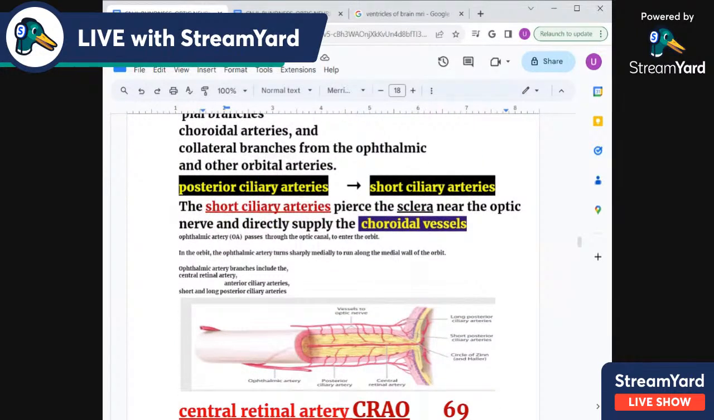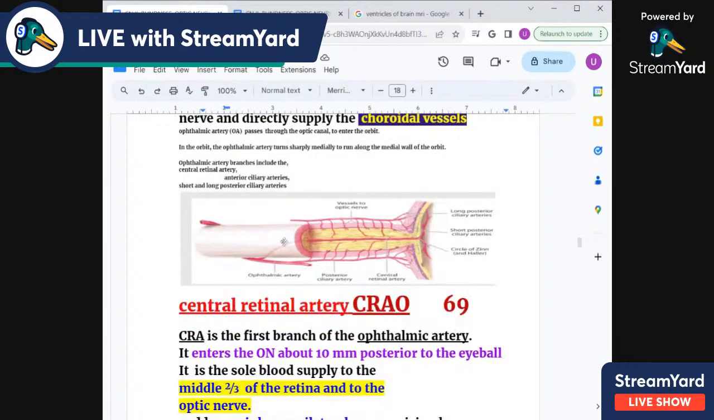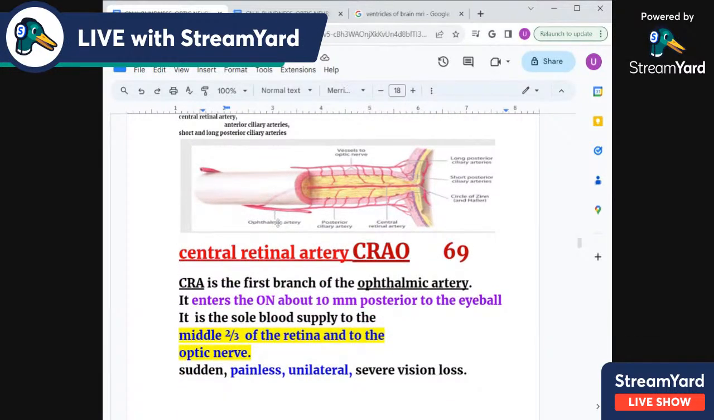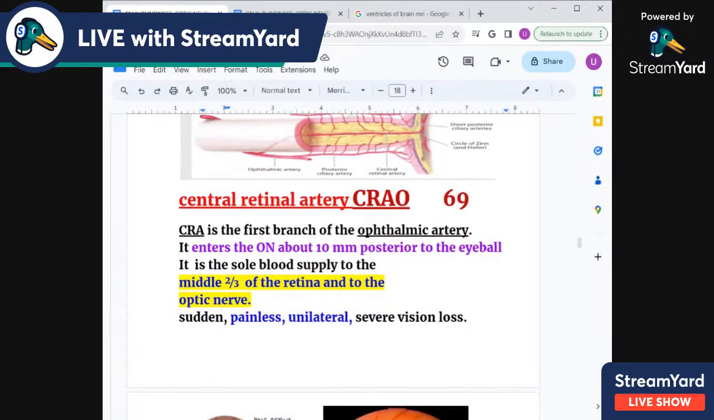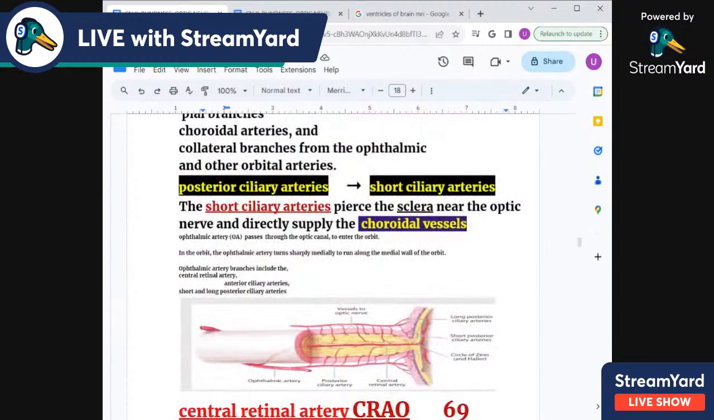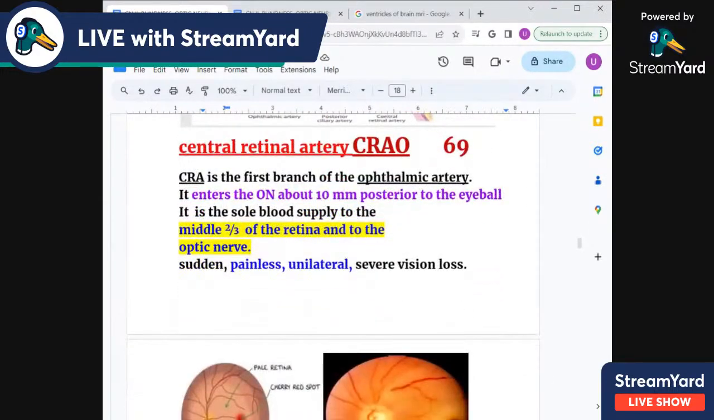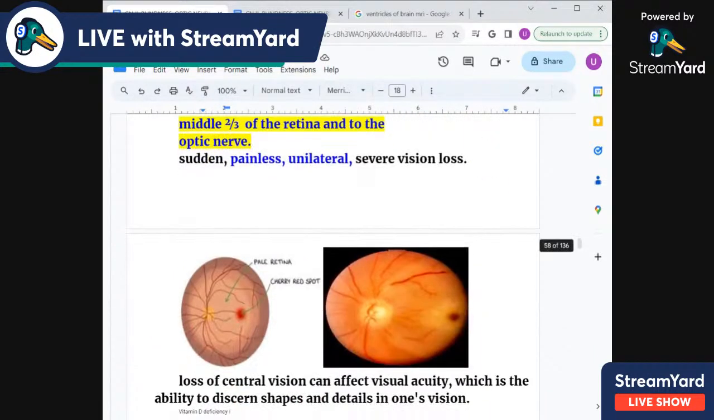So these posterior ciliary arteries give rise to the short ciliary artery, which pierces the sclera. They also give choroidal branches, and they supply the optic nerve head anteriorly. So what happens if the central retinal artery is blocked? It causes acute painless blindness, sudden painless blindness, and it supplies the middle two-thirds of the retina, so it becomes like this, with the appearance of a cherry red spot.